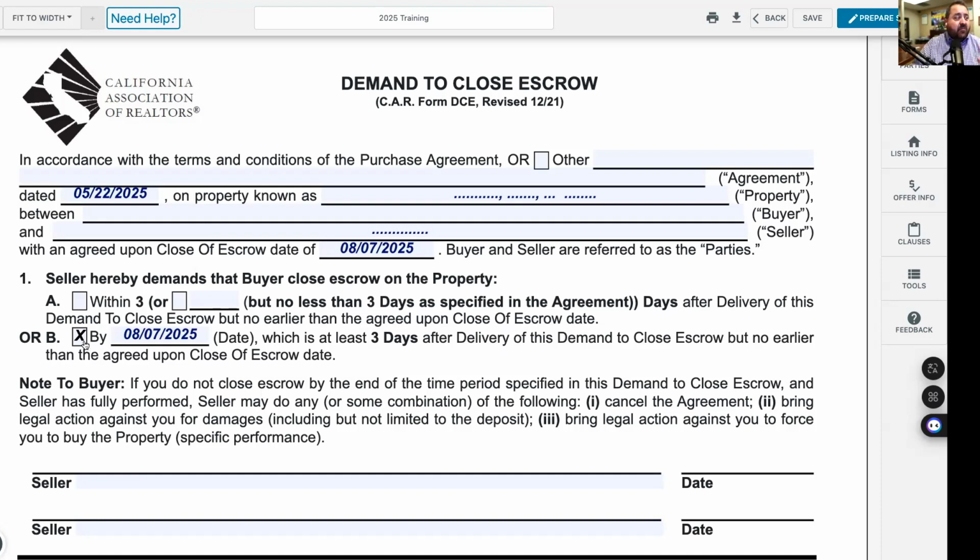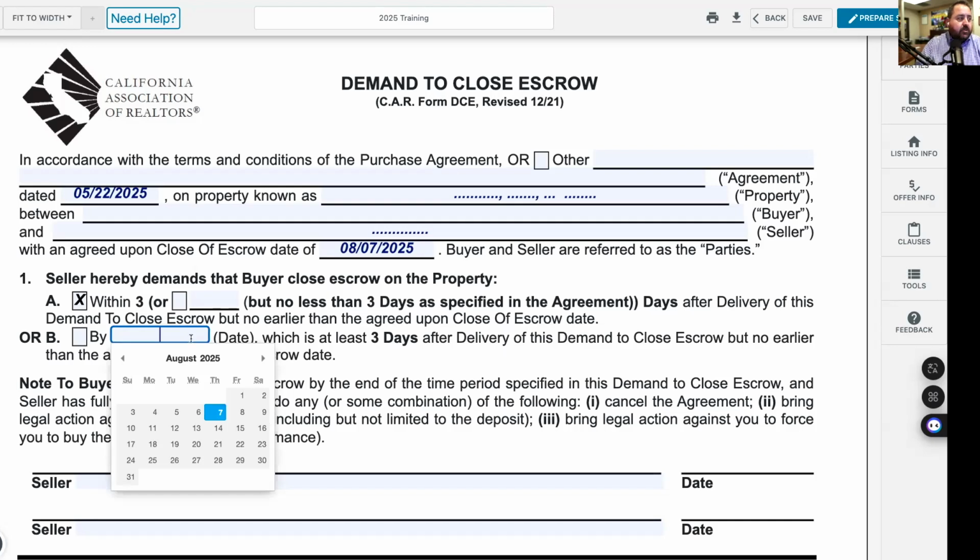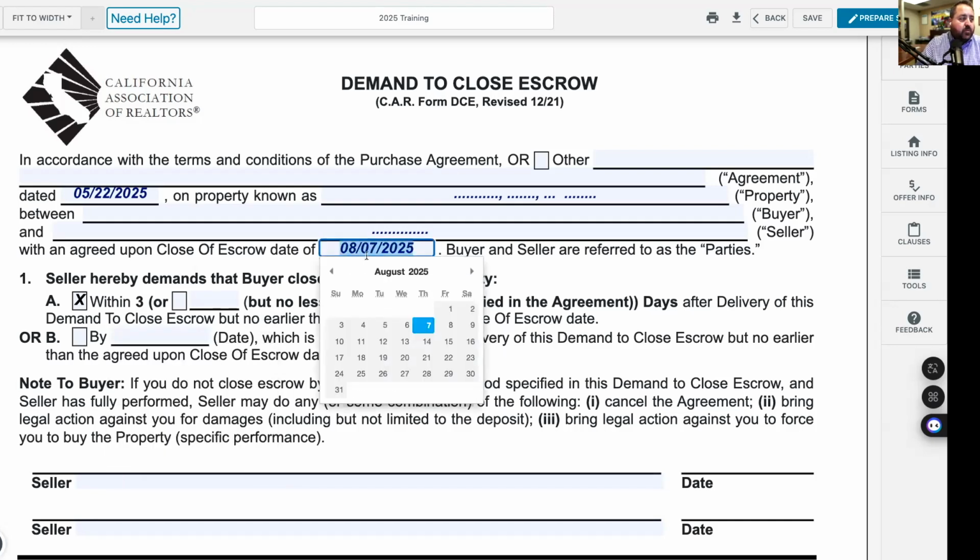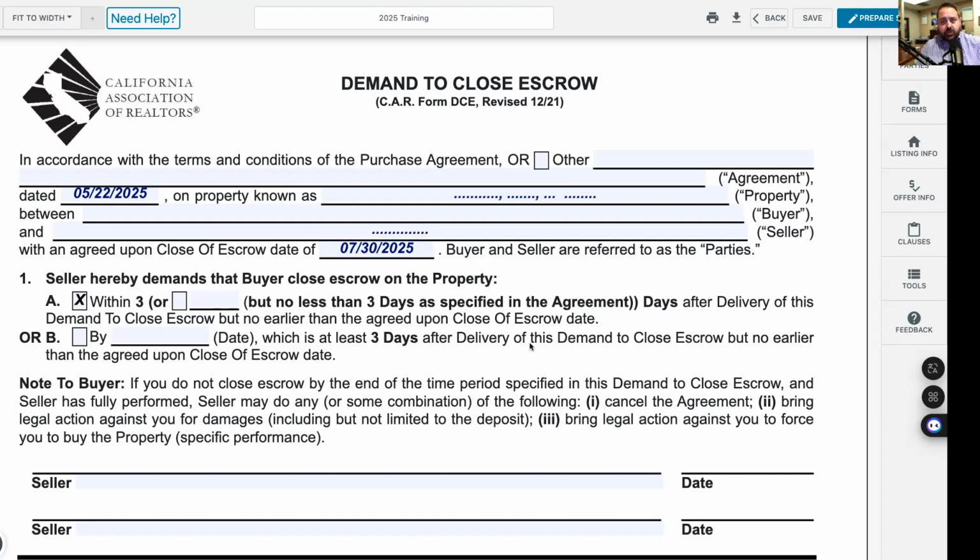Now, if, for example, I use the within 3 days option because we're late on close of escrow, so it was supposed to close yesterday, I send them a demand to close. It didn't close. They contact me because I sent them the demand to close. They say, we need an extension until next Tuesday, so till the 5th of August. And we say, okay, send over the extension request. We're willing to grant it.